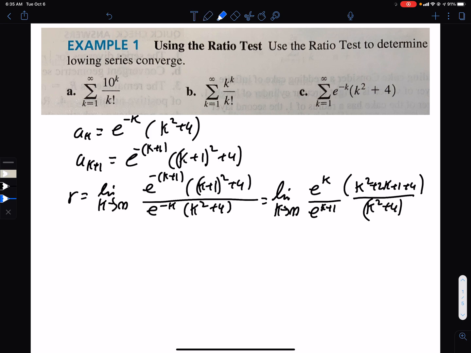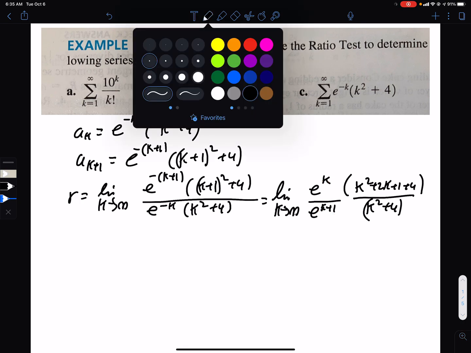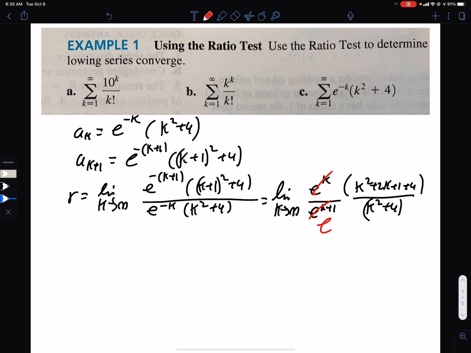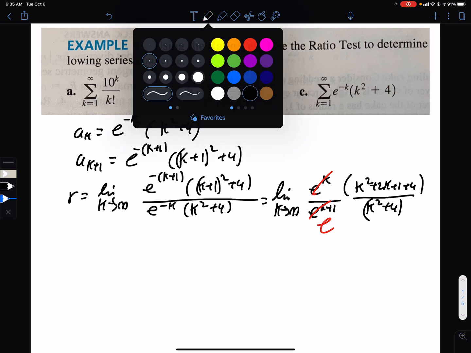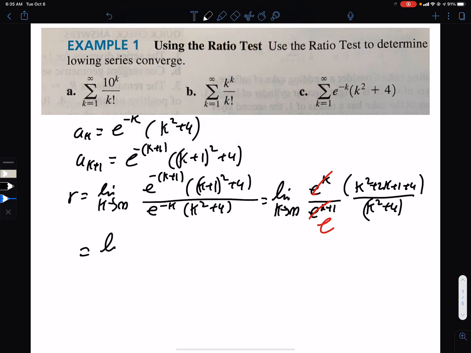Now, these, I have k of them on top. I have k plus 1 on the bottom. There's one extra e on the bottom. So when I cancel those out, I have an e left over. All of this will be the limit as k goes to infinity. On top, k squared plus 2k plus 5. On the bottom, ek squared plus 4e. All I did is I distributed the e to both of those.